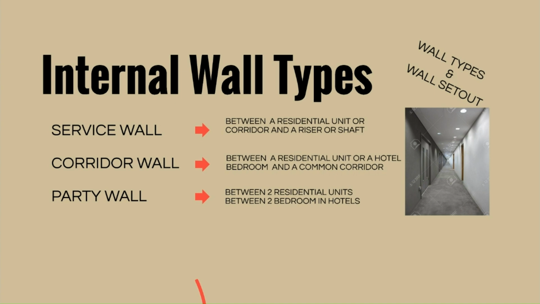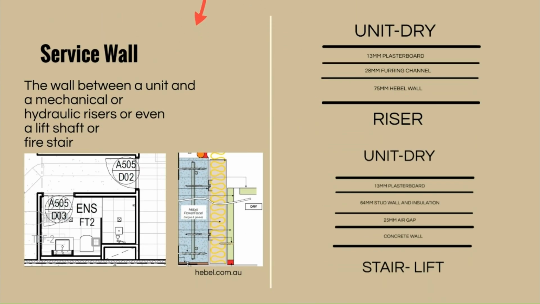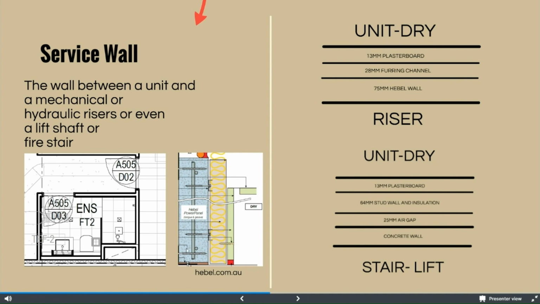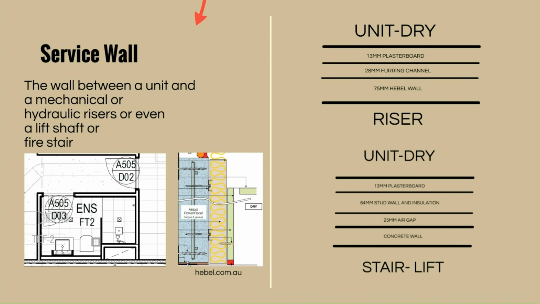As you can see in this example, service wall, it's usually all around the risers for hydraulic or mechanical or other things like this one. For this type of wall, it's important to know if that riser is making noise or not. For example, if it would be a mechanical exhaust, maybe we need to add an additional layer of acoustic insulation that you need to check with your acoustic consultant.